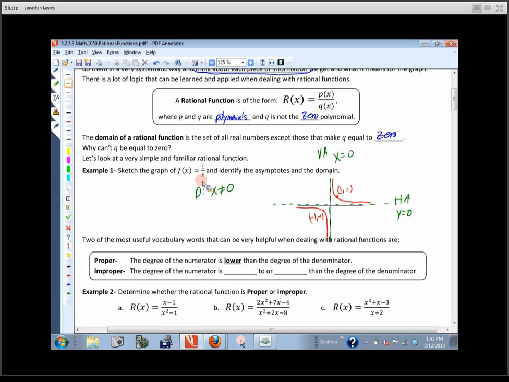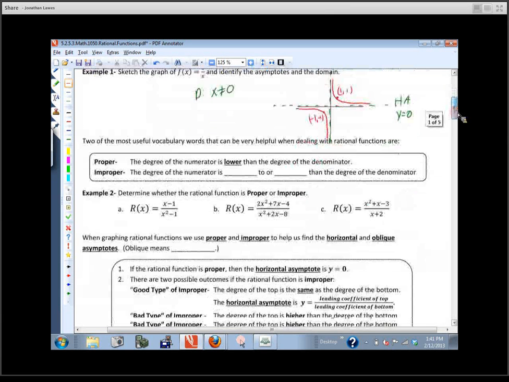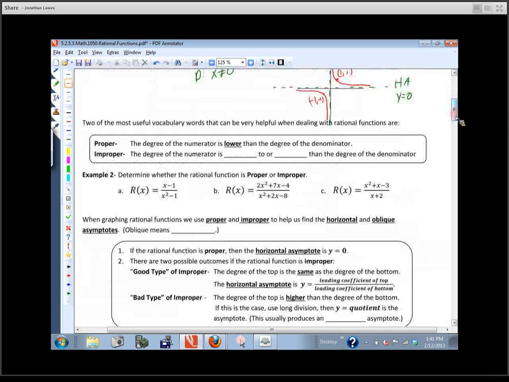Okay, that's a rational function. Pretty easy one and one that you're already familiar with. Okay, but now we want to do some that are a little bit more complicated, and in order to do that, we need to learn a little bit of vocabulary.